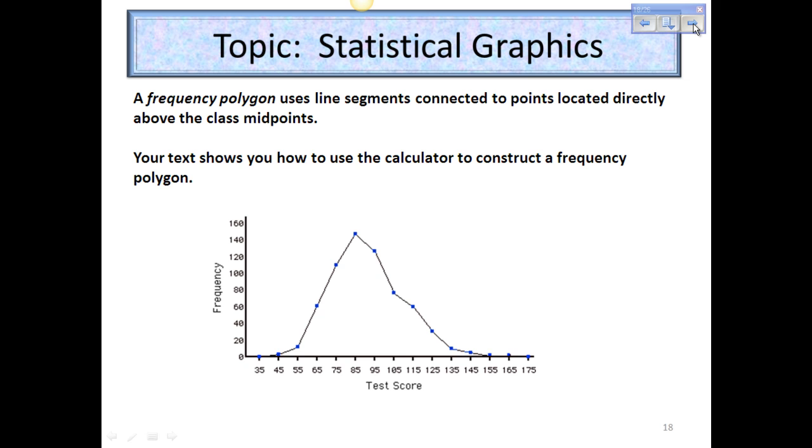Notice on the horizontal scale you have your class midpoints, and even though you may not have a frequency of 0 on your frequency distribution, you always want to make sure that you follow the pattern on the horizontal scale and bring the beginning and the end down to 0 for our distribution so that it forms a closed shape.